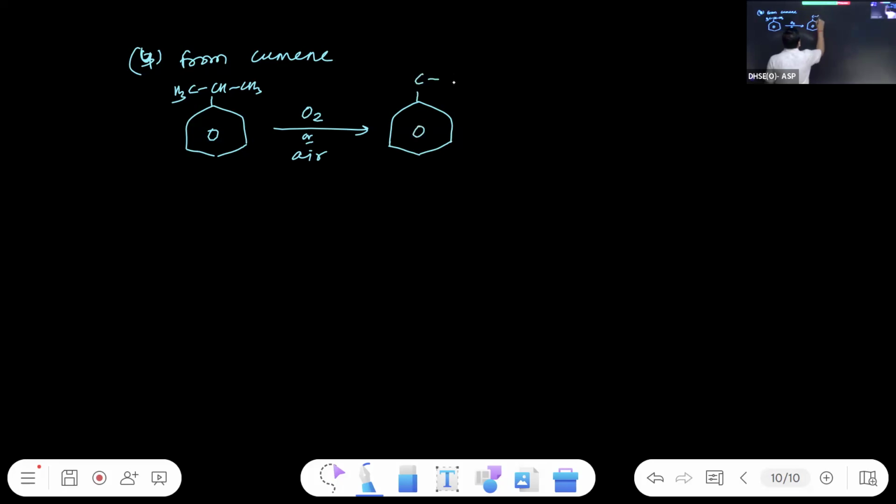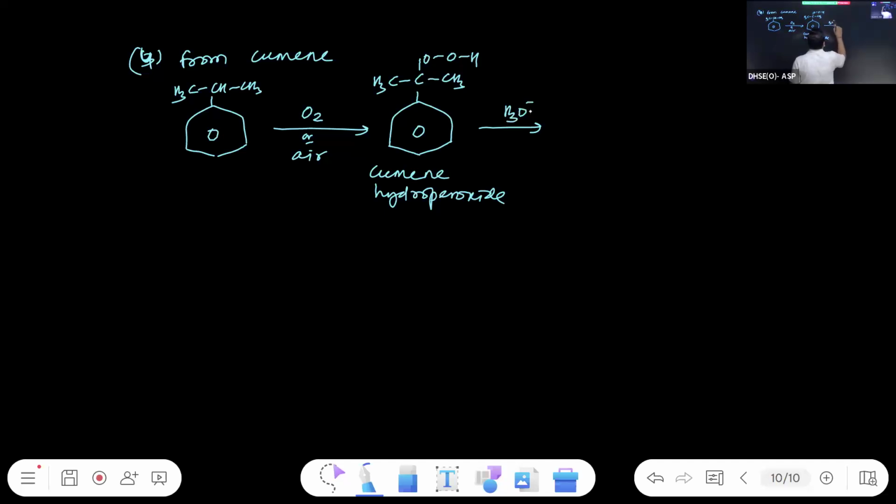So it is going to give cumene hydroperoxide. That will give phenol along with acetone. Phenol along with acetone.